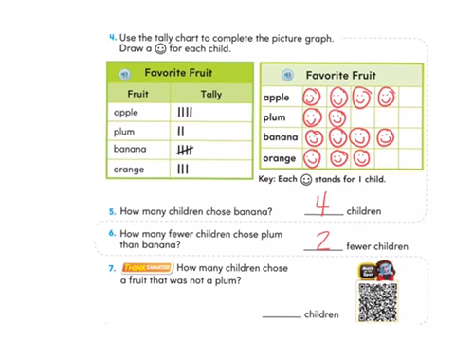And our last question is, how many children chose a fruit that was not a plum? To figure this out, we just have to add up all of the fruits that aren't plum. So apple isn't plum, banana isn't plum, and orange isn't plum. So we're not going to look at plum, we're just going to look at every fruit except plum. So there's 4 apples plus 5 bananas plus 3 oranges. 4 and 5 is 9, and 9 plus 3 is 12. So that means 12 kids did not choose plums.